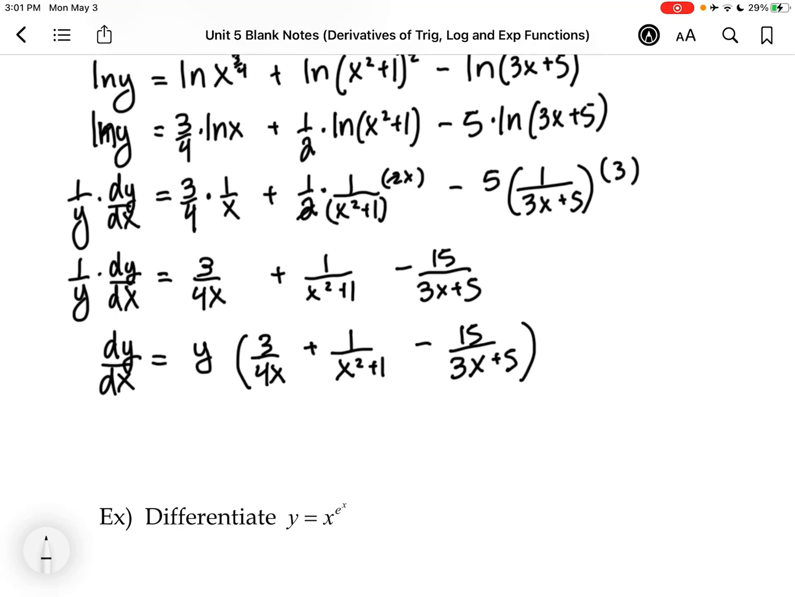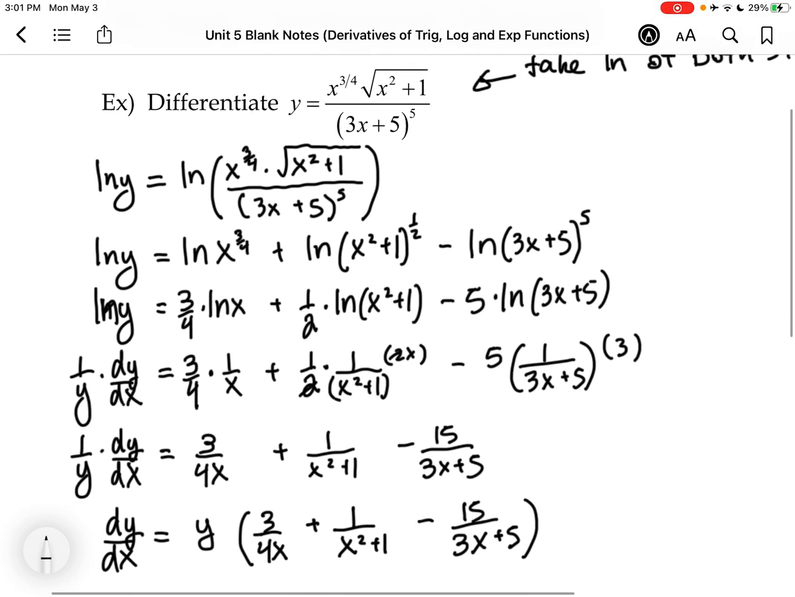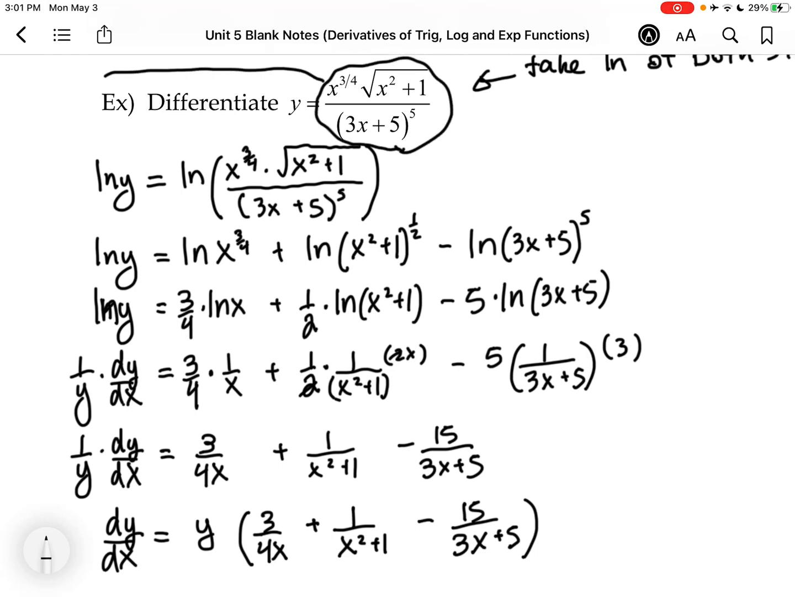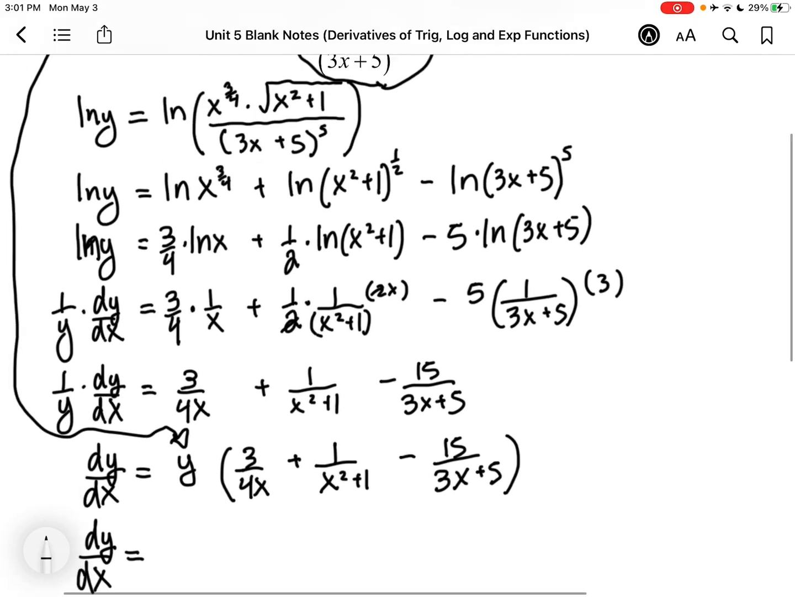Okay, now I didn't really want my derivative to be in terms of y. I wanted it to be in terms of x, but I know what the original function was. The original function was y equals all this stuff. So I can take all this stuff and now sub it in for y over here. So my final derivative will be, what was y?